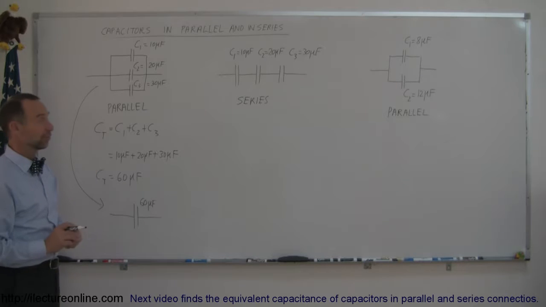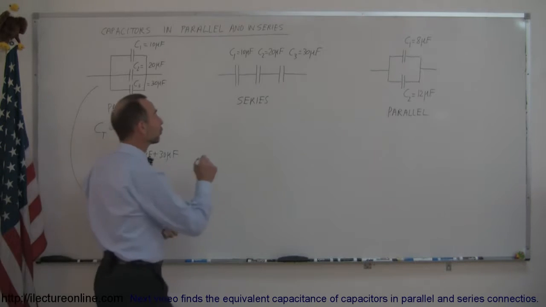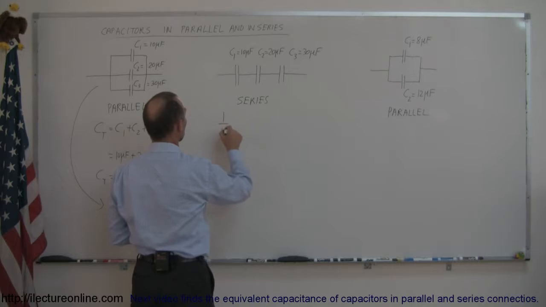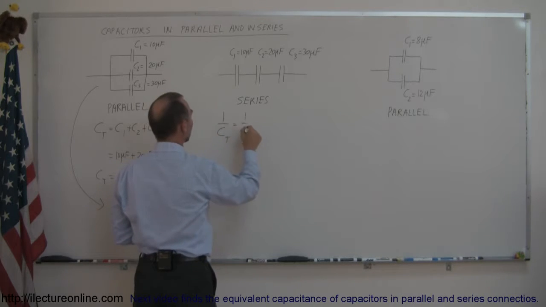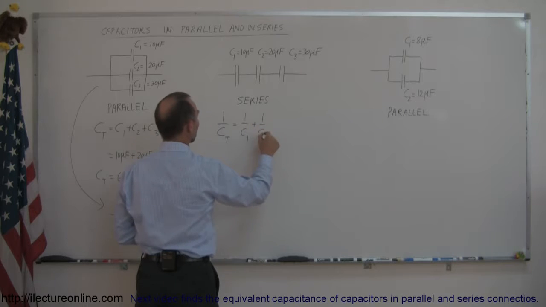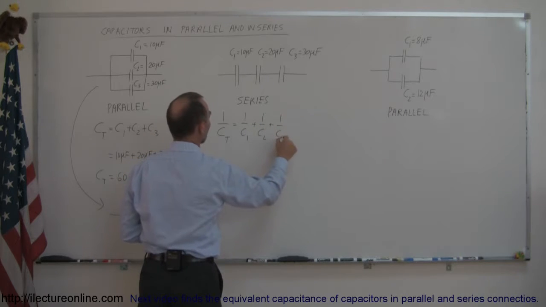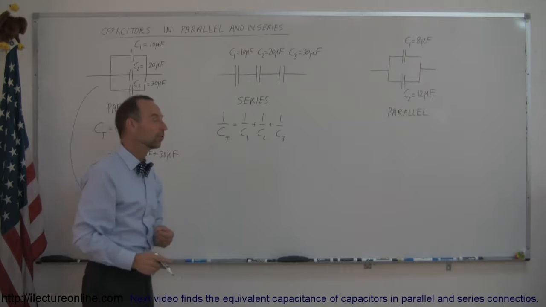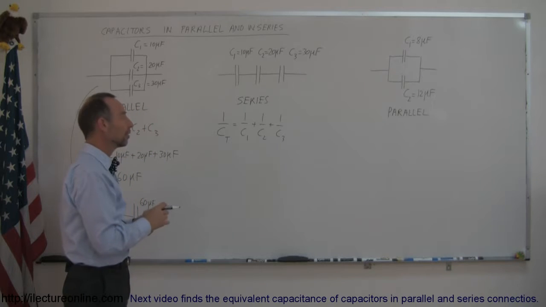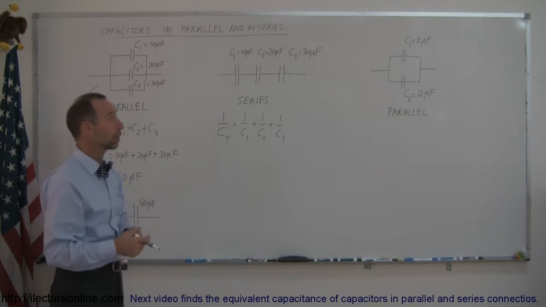In series, it's a little bit different. In series, to find the total capacitance, you have to use this equation. 1 over C total, 1 over the total capacitance, is equal to 1 over C1 plus 1 over C2 plus 1 over C3. So you add the inverses together, and then the sum of that, you take the inverse of that, and that gives you the total capacitance.